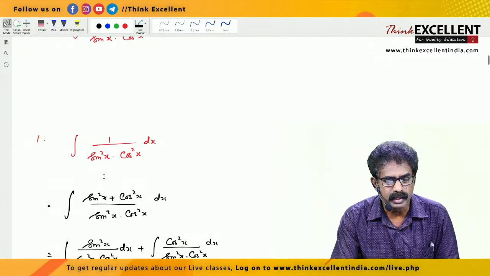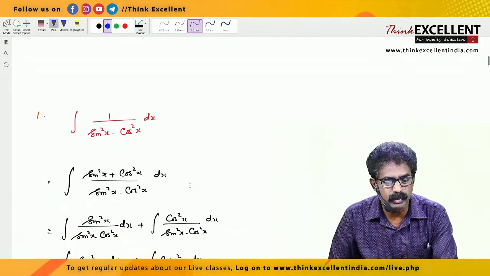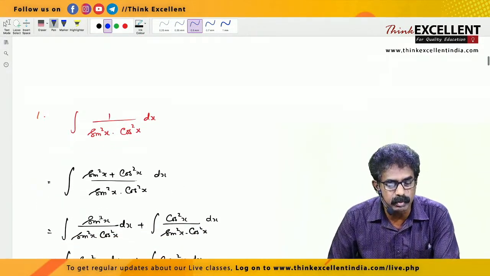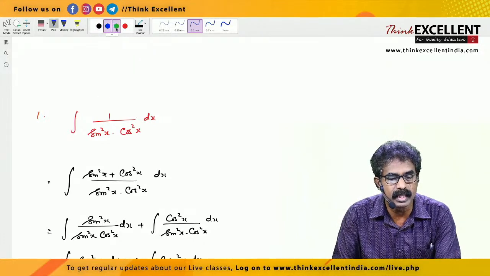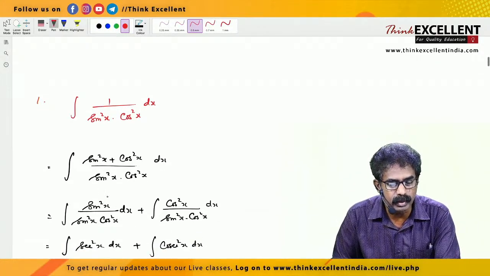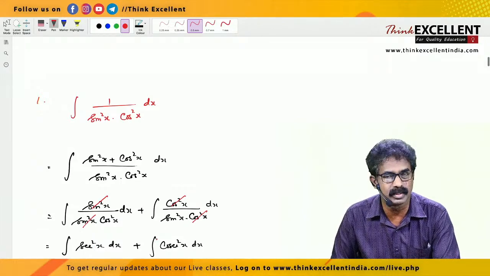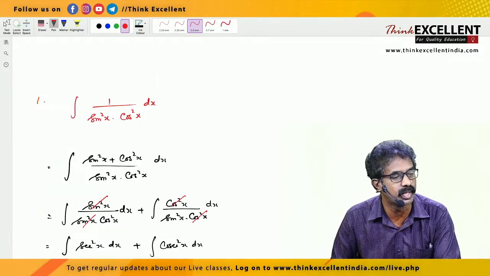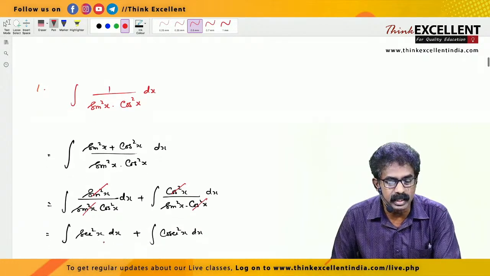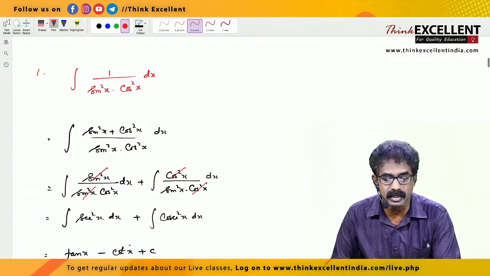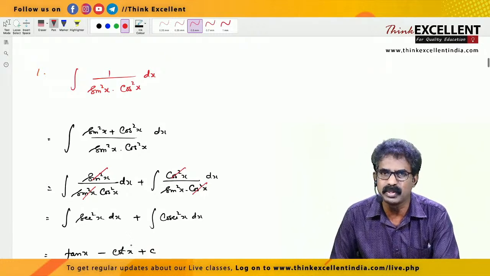So the numerator is sine square x plus cos square x by sine square x into cos square x, then we split it into two. In the first one you can cancel sine square x. In the second one you can cancel cos square x. So 1 by cos square x is secant square x, 1 by sine square x is cosecant square x, then it is a direct formula, right? If you know the formula, you can do that. Secant square x integration is tan x, cosecant square x integration is minus cot x, right? Normally we do this method.